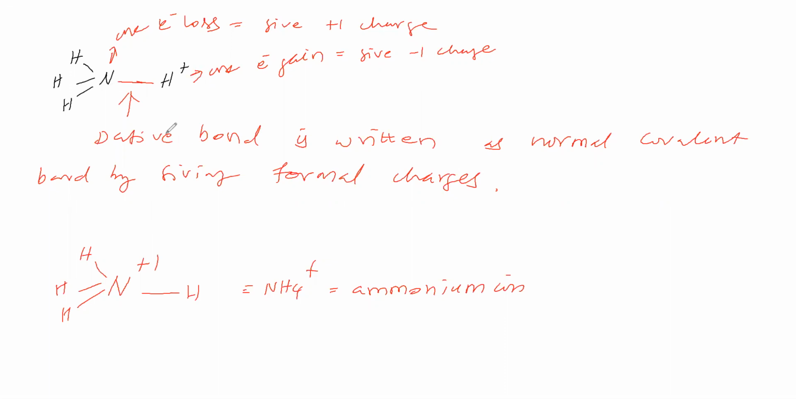Okay, so when you are writing a dative bond as a normal covalent bond, you have to give formal charges. How to give formal charges? For the donor you give formal charge +1, for the acceptor you give formal charge -1. Already your +1 is there, therefore it becomes 0. Sir, so the ammonium ion is an example of dative bonding, we can say.